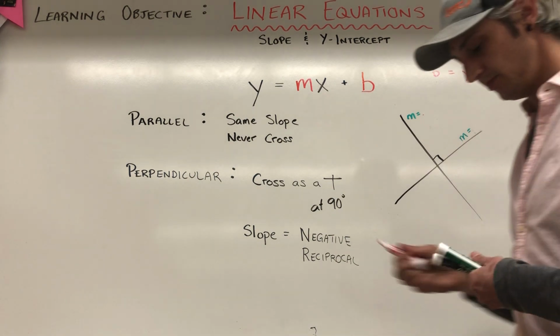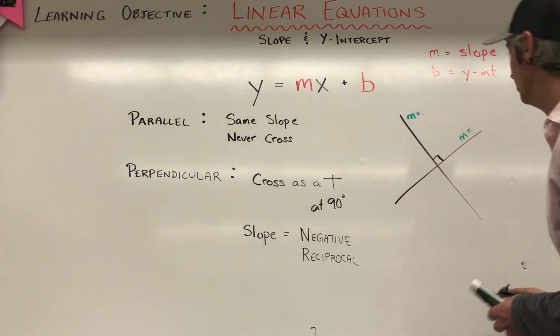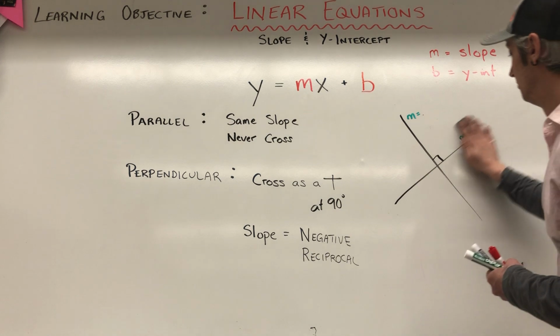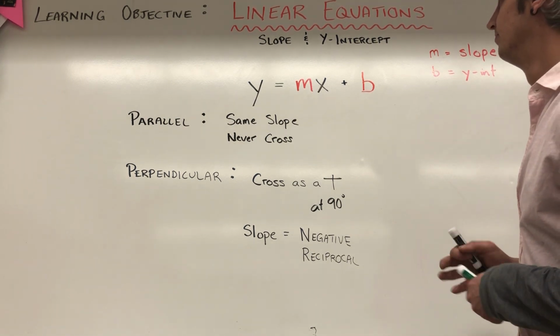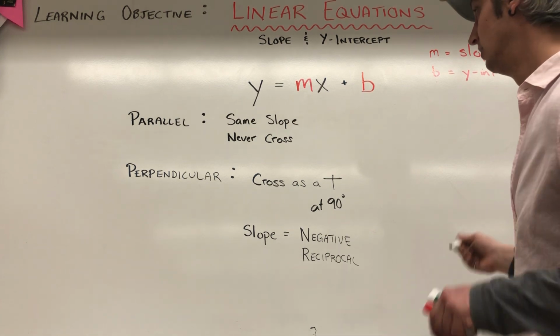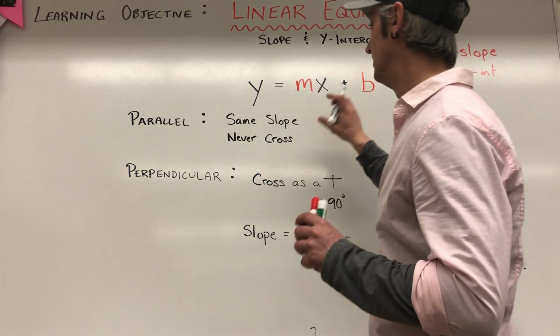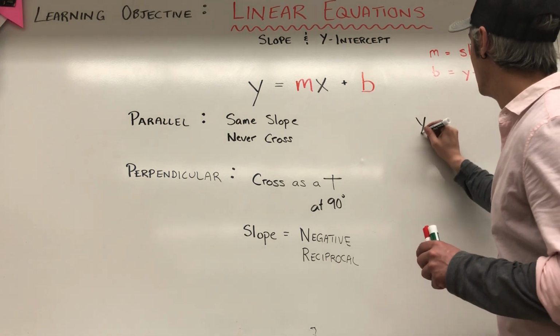Okay, so let's talk about perpendicular and parallel lines now and how to identify them, essentially. So we know that parallel lines have the exact same slope. So let's say I had the equations of two lines.